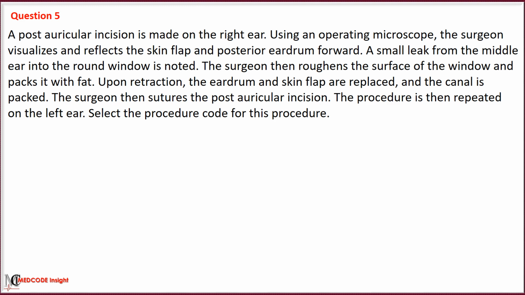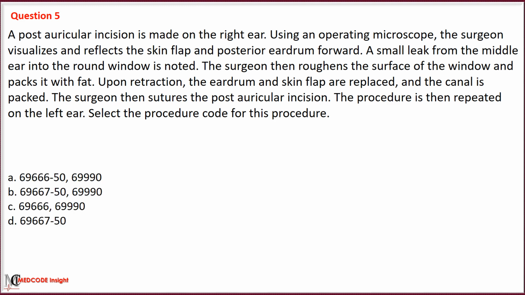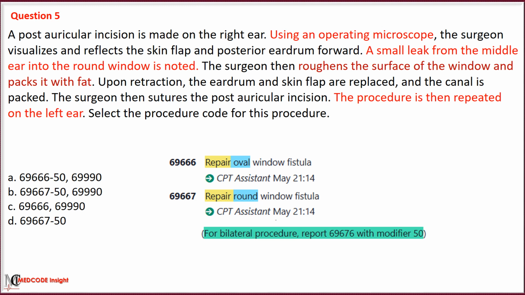Select the procedure code for this procedure. Option A with code 69666 along with modifier 50, 69990. Option B with code 69667 along with modifier 50, 69990. Option C with code 69666, 69990. Option D with code 69667 along with modifier 50. In this scenario, repair of the round window is performed.